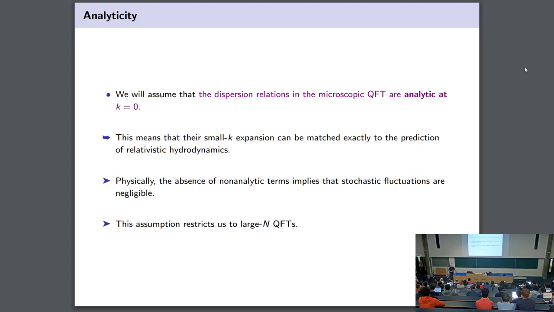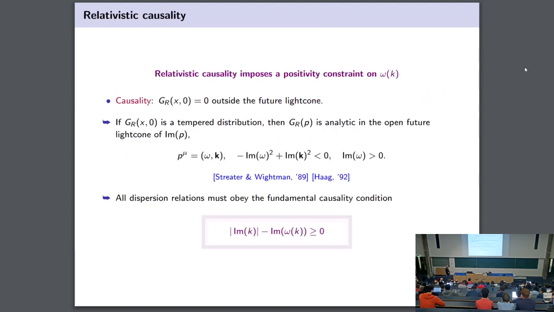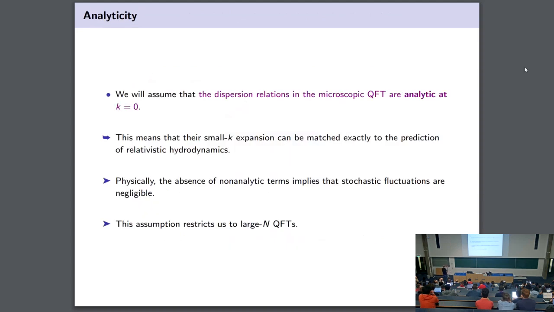Now, as I told Costas before, there is another assumption we will make, and this assumption is that the dispersion relations in the underlying microscopic quantum field theory are also analytic at k equals 0, meaning that they can be exactly captured by the predictions of relativistic hydrodynamics as I have defined this effective field theory, meaning that they basically have this form. Now, physically, the absence of non-analytic terms in this expression is directly correlated with the fact that stochastic fluctuations are negligible, and this assumption is going to restrict us to large N QFTs, but in particular, every holographic QFT in the large N, large lambda limit is going to respect it. Okay? So this is the kind of microscopic theories that we are going to be able to constrain.